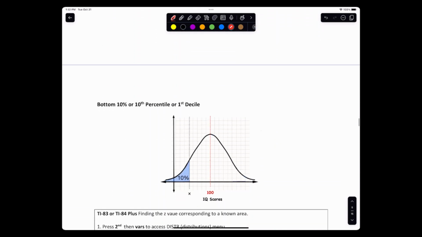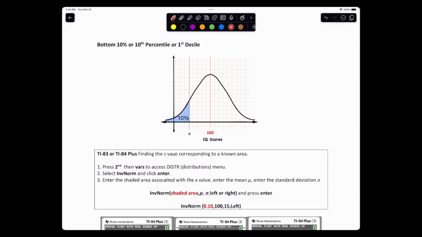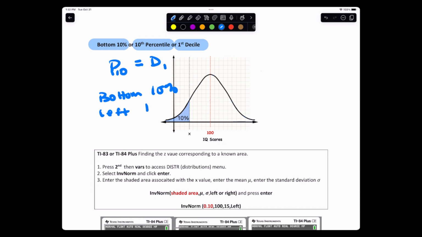Now consider what happens with the bottom 10%, okay? Bottom 10% is the same as the 10th percentile or the first decile, because the bottom 10% means 10% of the data is behind that, and that's the definition of D1 as well. So we're going to write this down in our notes. Bottom 10% is a left tail situation, and 10% is 0.10.